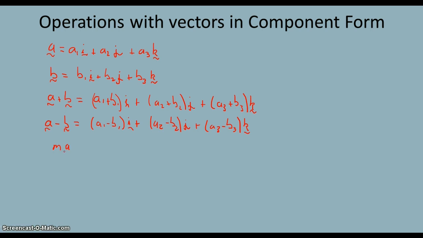And finally, multiplying by a scalar. Let's say m is a real number, so I have m times the vector A. Again, we simply multiply out the components, so this would be mA1 i plus mA2 j plus mA3 k.